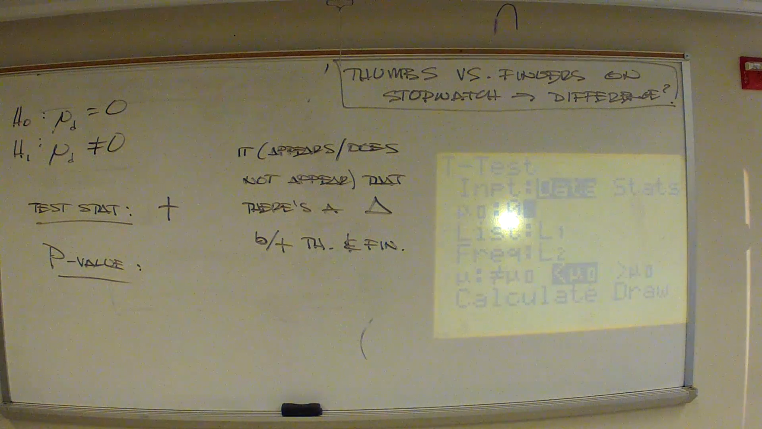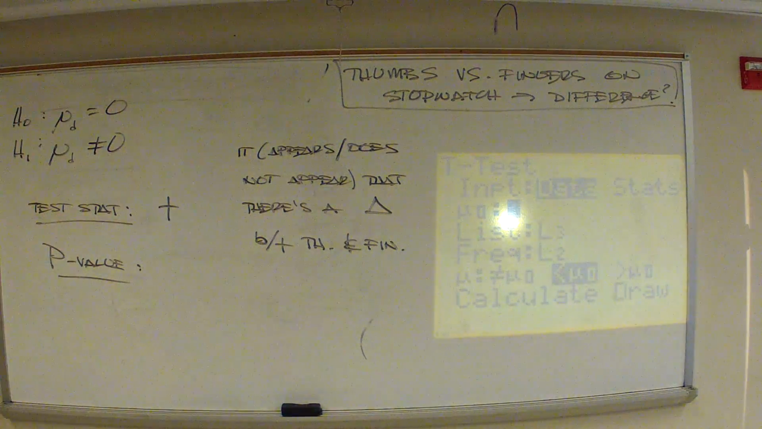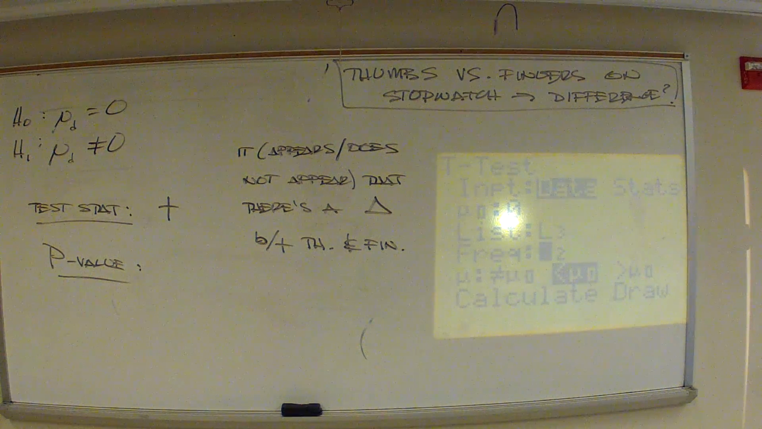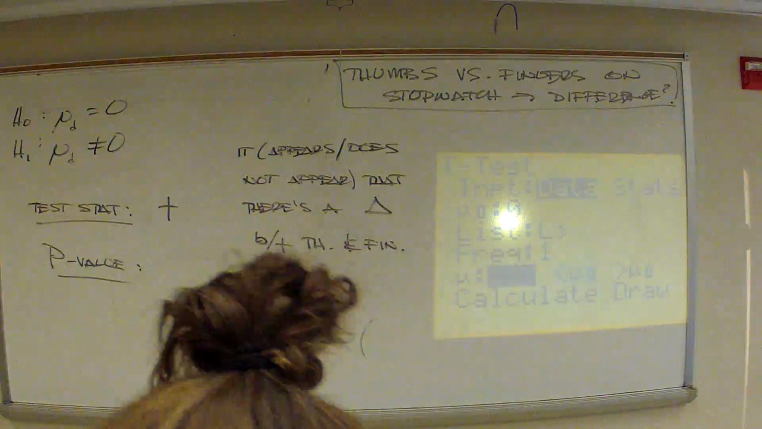Where's your data list? L3. Very nice, friends. L3. What's the frequency? 1. Good. So alpha 1. We're going to test does not equal. Yep. Does not equal. Boom.